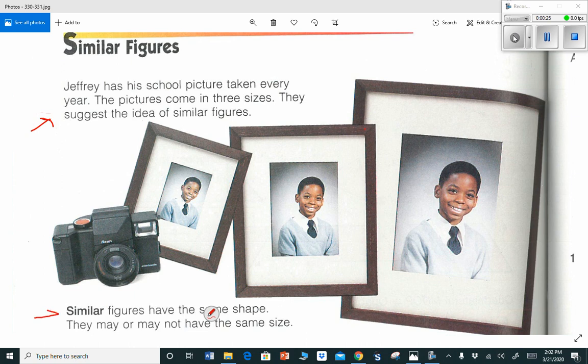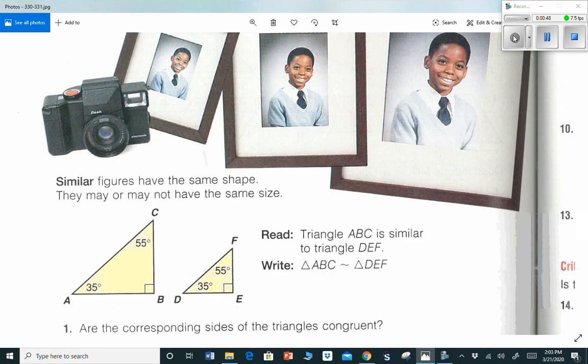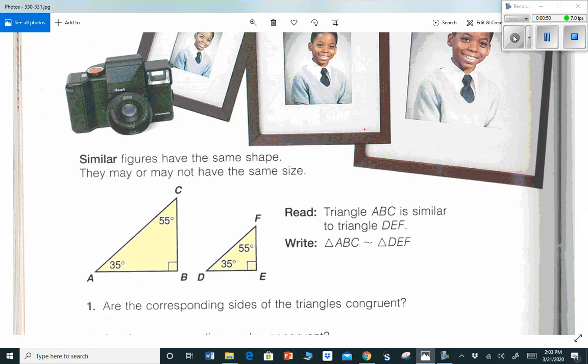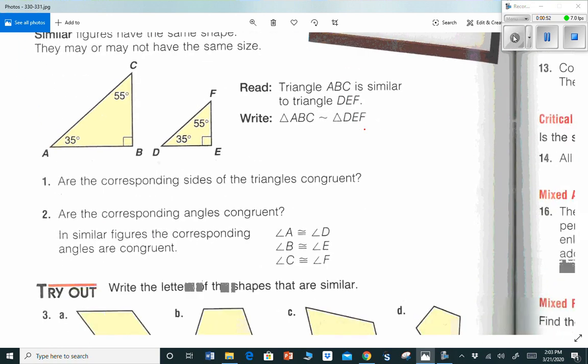And down here it tells us that similar figures have the same shape. They may or may not have the same size. Usually we think of them as having a different size, but if they're exactly the same size and shape, we call them congruent, but they're also similar. Mostly though, we're looking for the same shape, and a lot of times the size will be different.